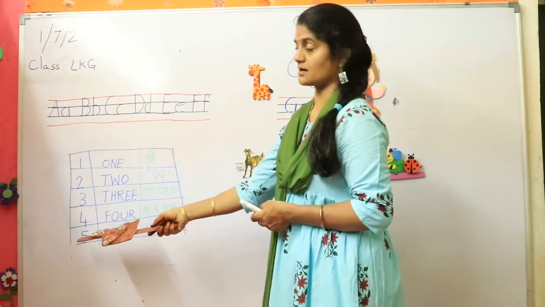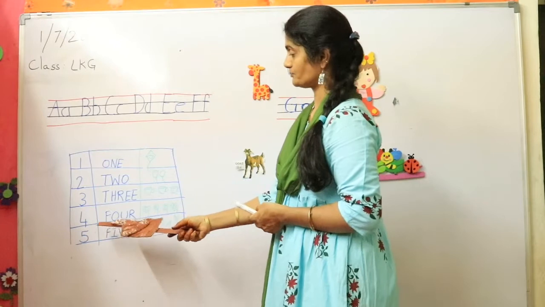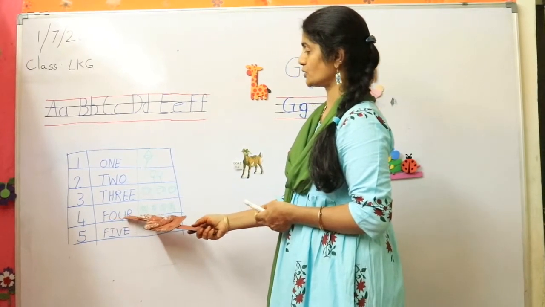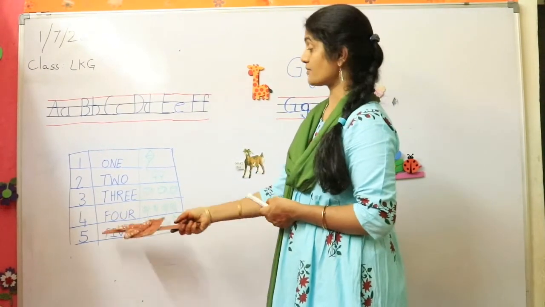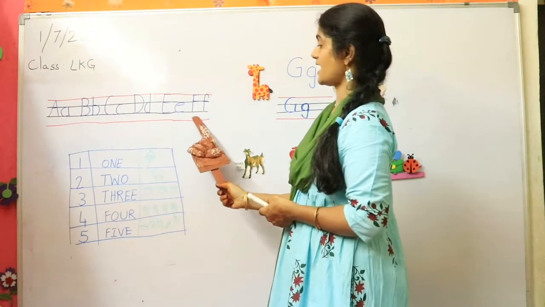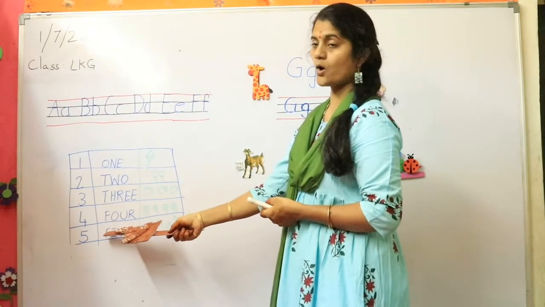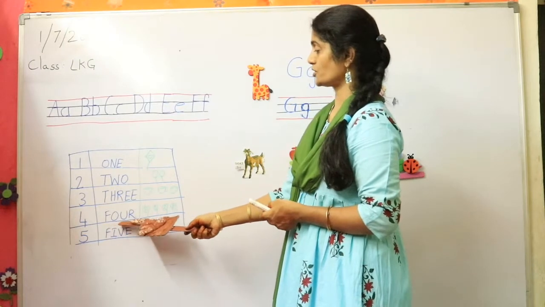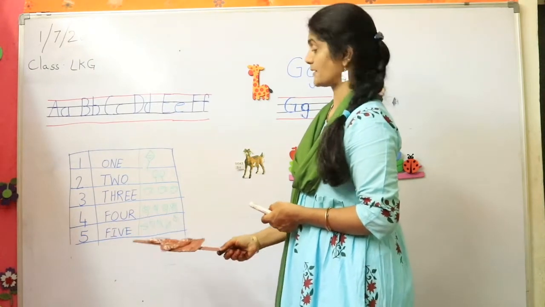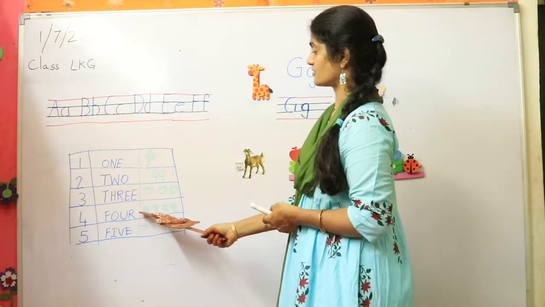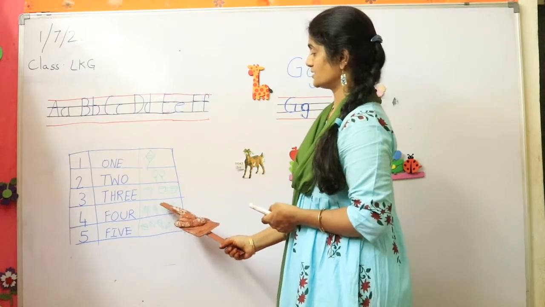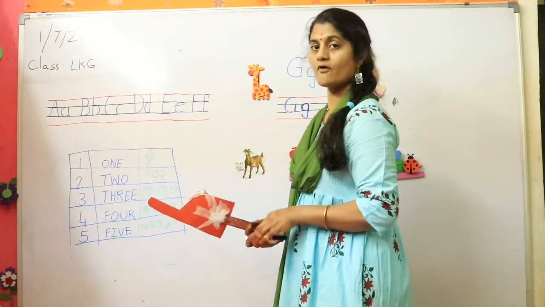Very good. 1, 2, 3. After 3 it is number 4. 4. F-O-U-R. 4. Which letter makes fur? That's letter F. Four. F-O-U-R. 4. So let's count the flowers here. 1, 2, 3, 4. 4 flowers.